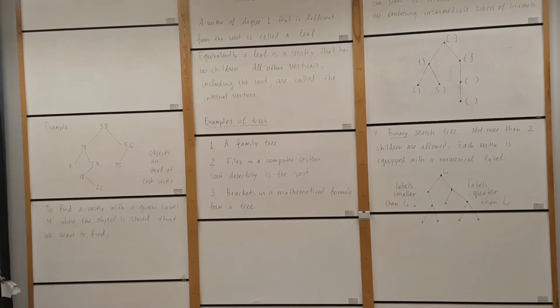We start from the root, and we start traveling along the tree, always comparing the label of the vertex to the label of the object we want to find. And if that label happens to be greater than the label M, then we go left. We descend down by the left edge. If M happens to be greater than the label of the vertex, then we go right.